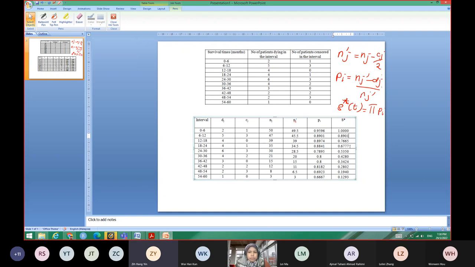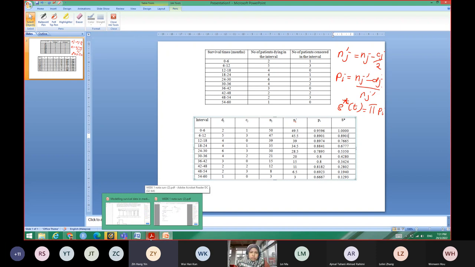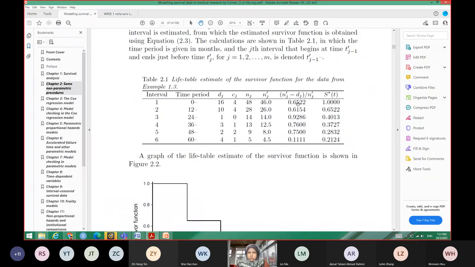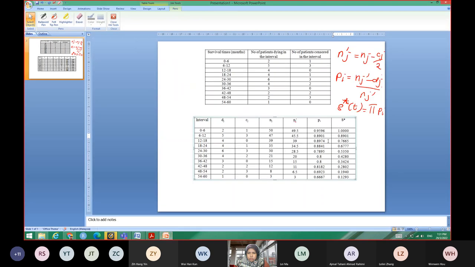The second one will be equal to 1 times 0.9596, right? It's supposed to be you times with the second one, right? So it should be 0.8901. I think that one is for Kaplan-Meier, right? Because from the textbook, we can see that it is actually times the one next to it. I also get confused now.